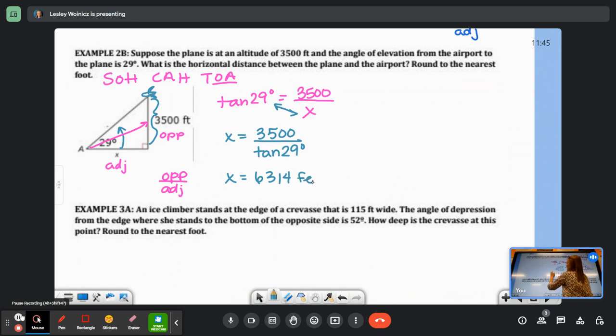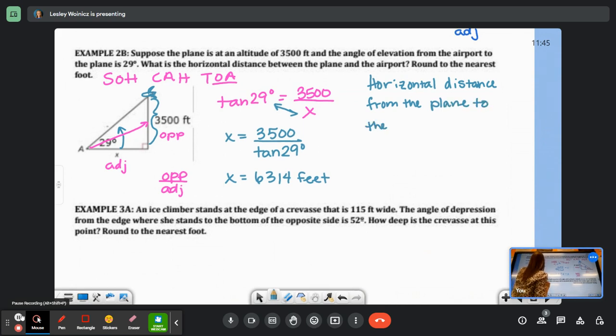Feet. And it's a word problem, so I need a sentence. So not the diagonal distance, but the horizontal distance from the plane to the airport is 6,314 feet.